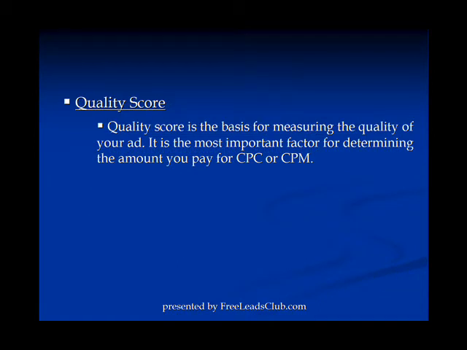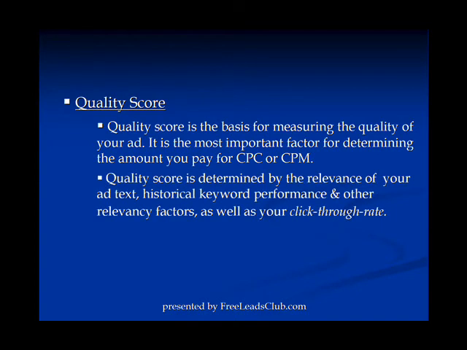Quality score is the basis for measuring the quality of your keywords and your ad and is the most important factor in determining the amount you pay when someone clicks on your keyword targeted ad. Quality score is determined by the relevance of your ad text, historical keyword performance, and other relevancy factors, as well as your click-through rate, which is a way of measuring how well your ad performs.